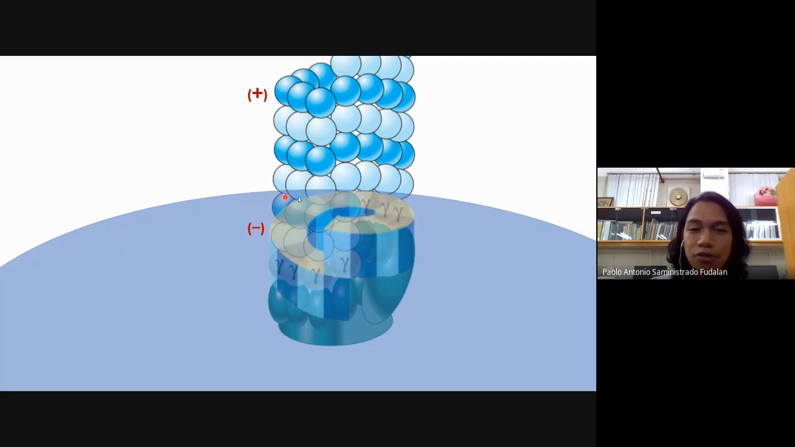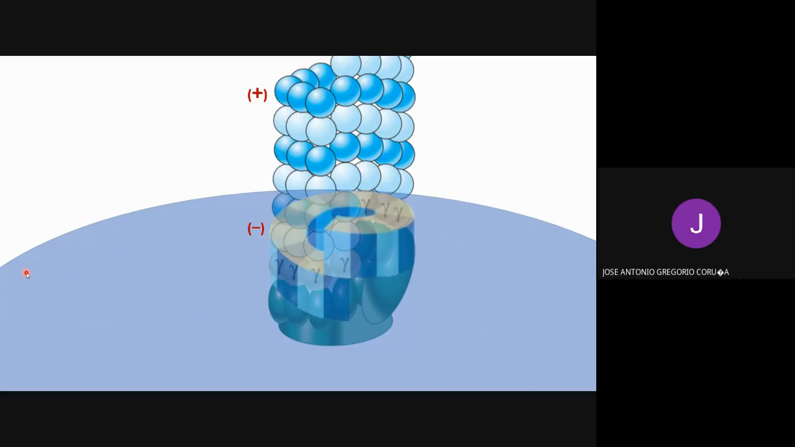What is this blue structure at the bottom? Because this is a centrosome. So what is this specific portion, this blue structure? This is the blue structure at the bottom, sir, the pericentriolar material, sir, if I'm not mistaken.